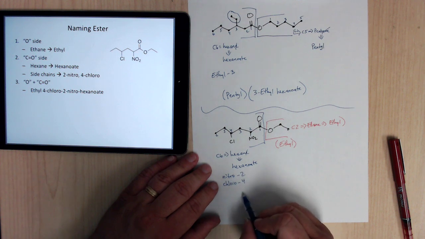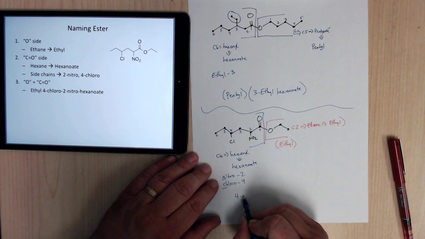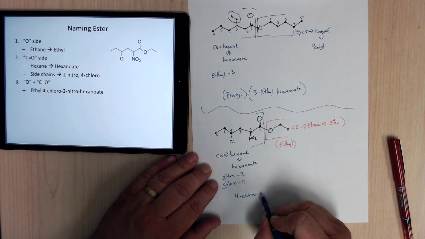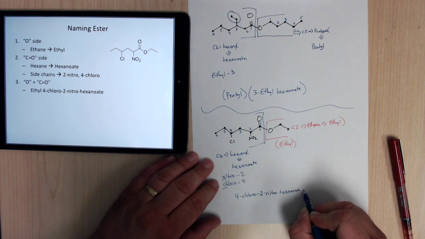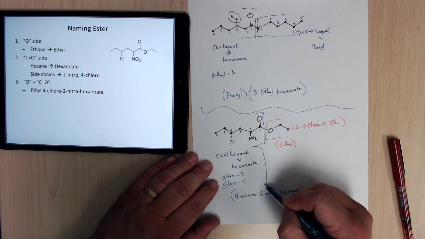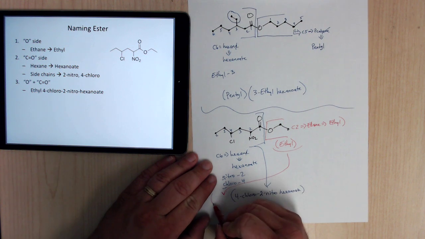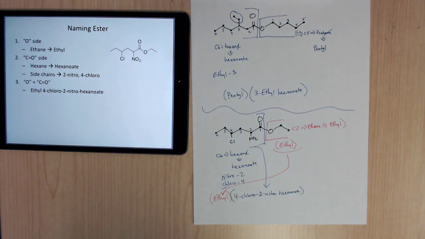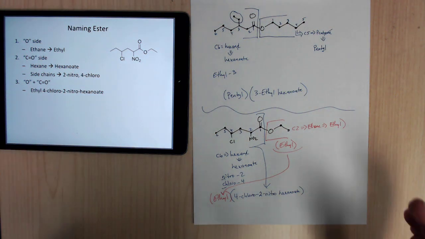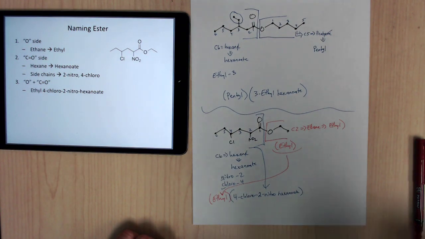So this part here: chloro comes before nitro, so it would be 4-chloro-2-nitrohexanoate. That part is from here. And then you put the ethyl group out front. Again, no matter what it is, it goes out front. Parentheses help, since you can see the two parts if you put them in parentheses.